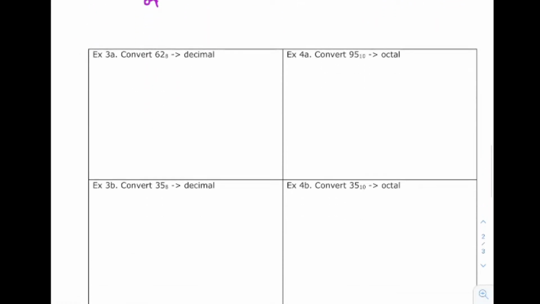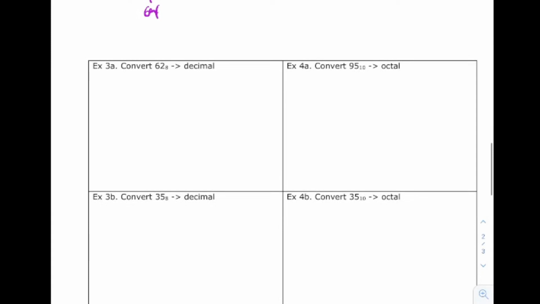So let's do a couple examples here, why don't we? So I'm going to do example 3a. This is written in octal. The little 8 is telling me that I filled in a 1's place, always a 1's place, but then this would be an 8's place, and if I had another one, it would be a 64's place, and so on. To get decimal means what number is this really? Base 10, normal, our normal way of thinking.